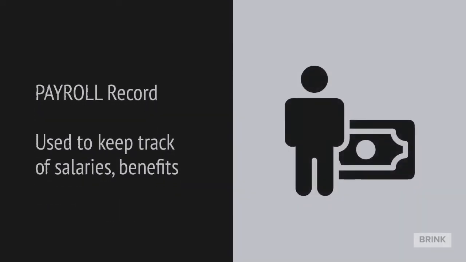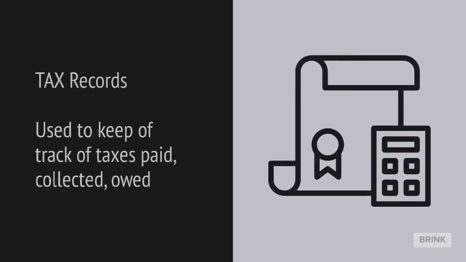A payroll record contains information about compensation and benefits for all of the employees of the company. Tax records show all taxes collected, owed, and paid as part of the payroll system, sales tax, and taxes paid on income and the value of a company's assets.